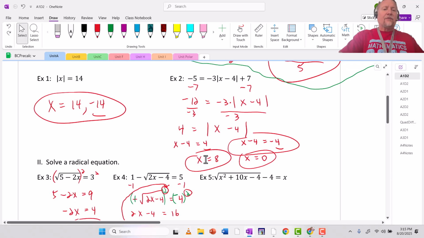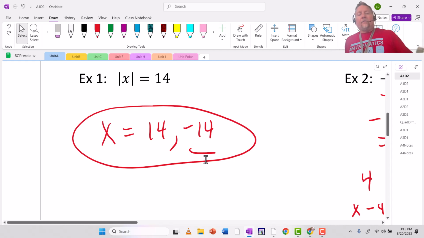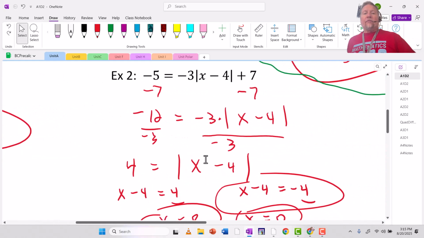Now, I did promise my 1st hour and my 7th hour I'd go through these again. I did blank out some ones, though, that I will write in here. So square root of x equals 14. That's a distance a number is away from 0. So what numbers are 14 away from 0? 14 and negative 14. That's why you get 2 answers there. Just a rule. You learned that last year or even the year before.